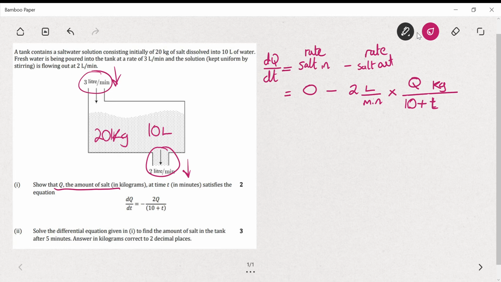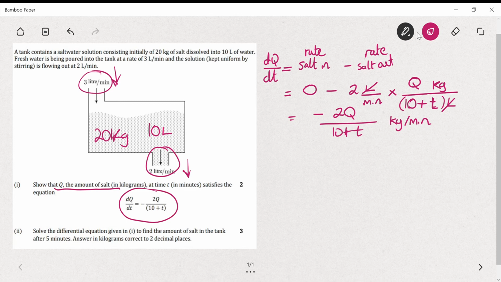So that's how many litres there are in volume in the tank at any particular time, and Q is the amount of salt. So we can cross out these litres here, and we end up with minus 2Q on 10 plus t, and we've got kilograms per minute. And that's the first part of the question answered. dQ/dt is minus 2Q on 10 plus t.